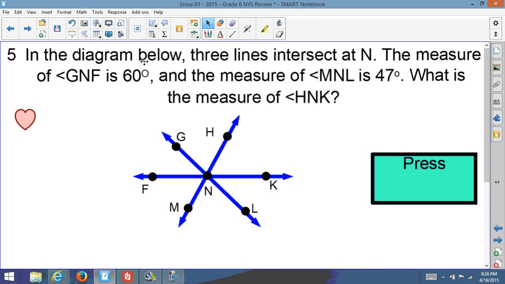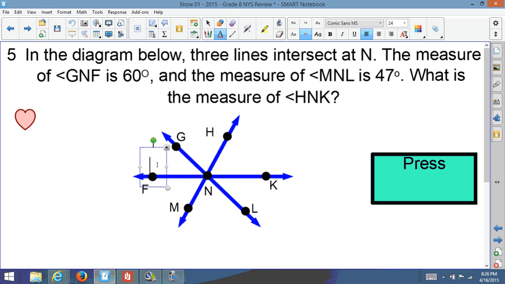Okay, in this diagram, 3 lines intersect at N. The measure of angle GNF is 60 degrees, and the measure of angle MNL is 47 degrees. What is the measure of angle HNK? So let's write down some information about the angles. Let's start at G, and follow the dots. F is 60. So let's put 60 in this angle. So this angle is 60.